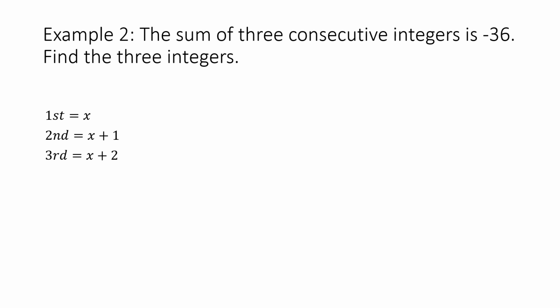Then I'm going to set up the equation. The sum of the first, the second and the third is going to be negative 36, so they're all going to add to negative 36. I'm going to take those expressions and make them an equation: x plus x plus 1 plus x plus 2 equals negative 36. Now I'm going to combine my like terms on the left side of the equation, and I'm going to have 3x plus 3, and that's going to equal negative 36.